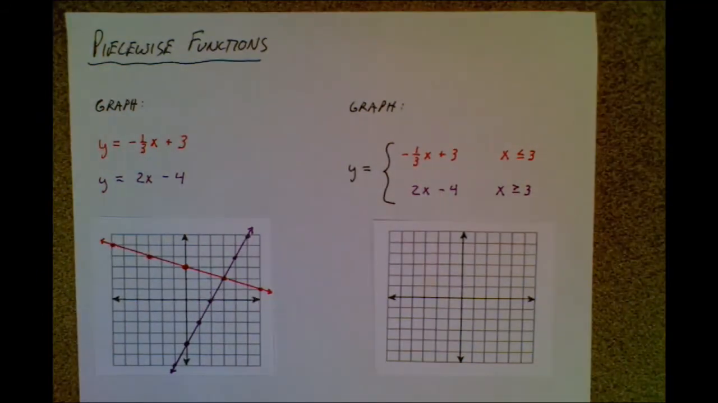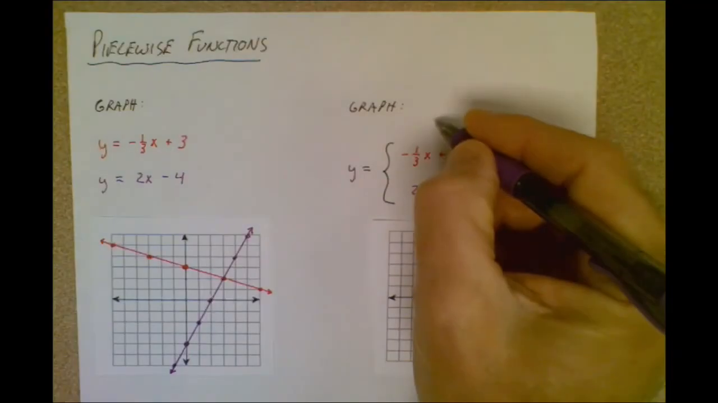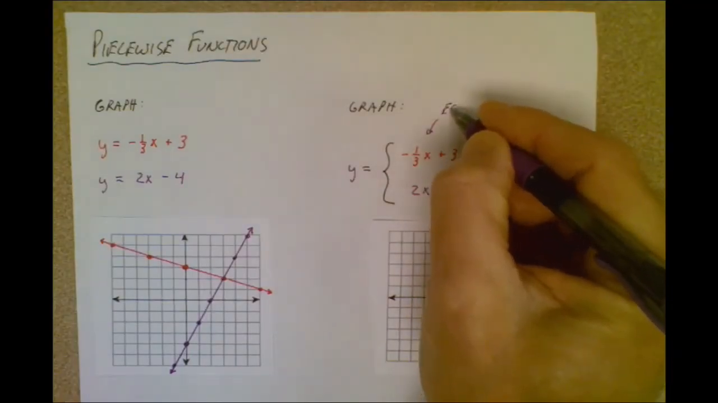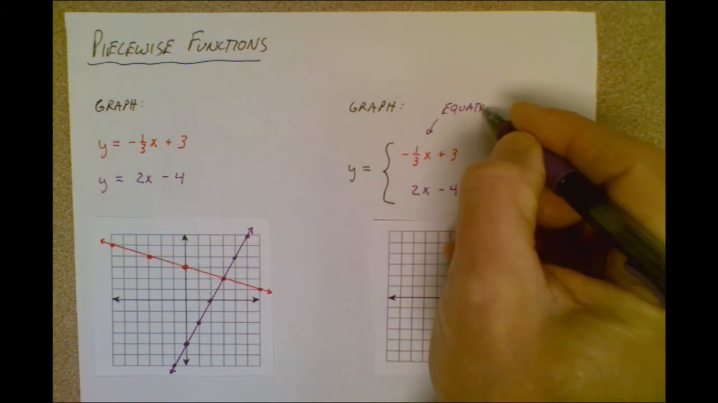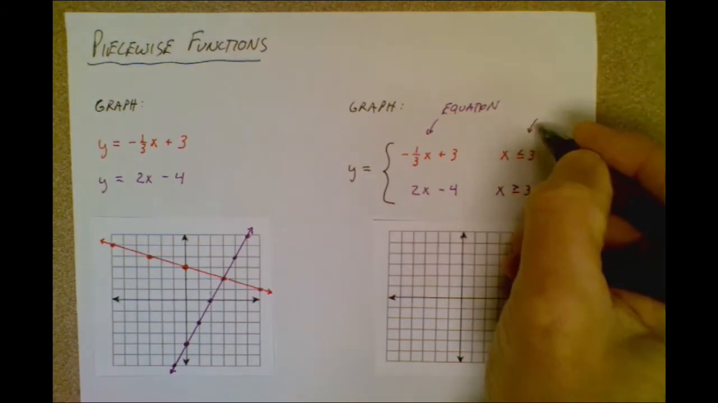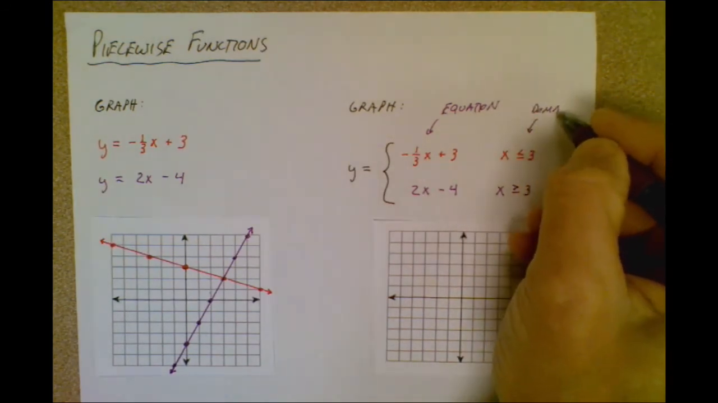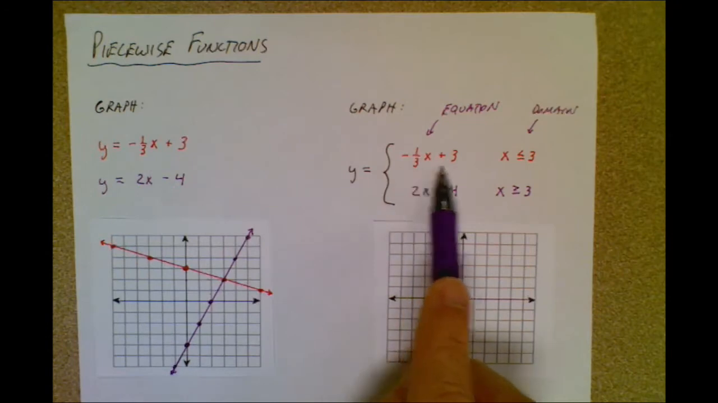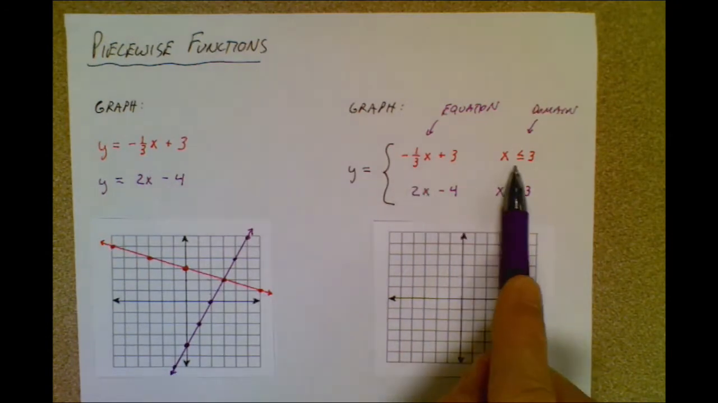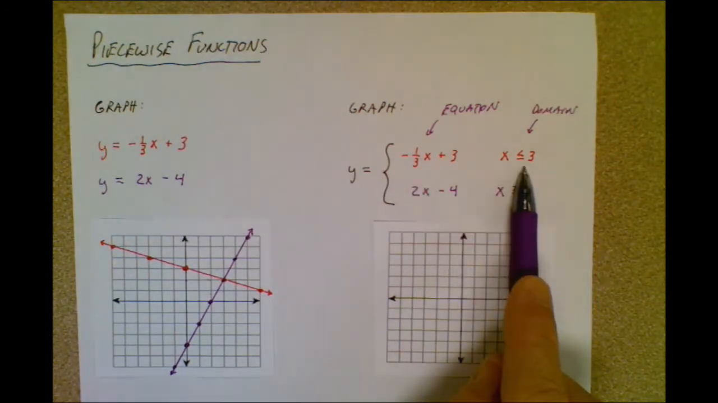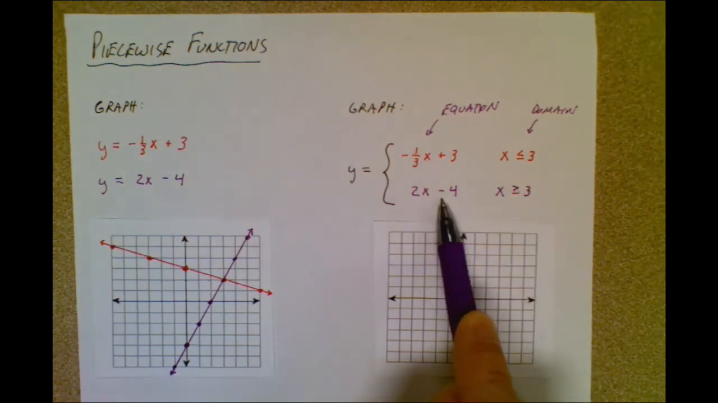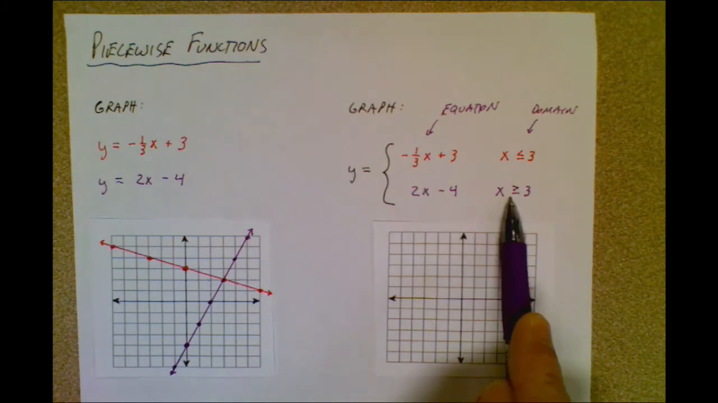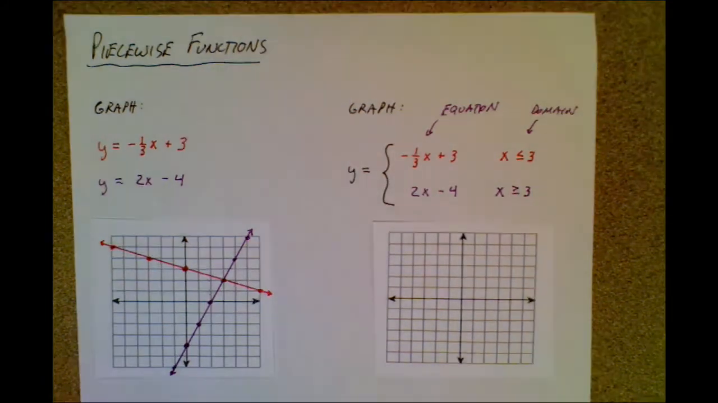So the reason they call it a piecewise function is I have two pieces that are going to make up one graph. Over here, you will always see the equation that you're supposed to use, and over here you will always see the domain that you're supposed to use for that equation. So for example, the graph that I draw is going to be this red graph for all x values less than or equal to 3. Once I get to x equals 3, I'm going to switch over and graph this purple graph for all x values greater than 3.